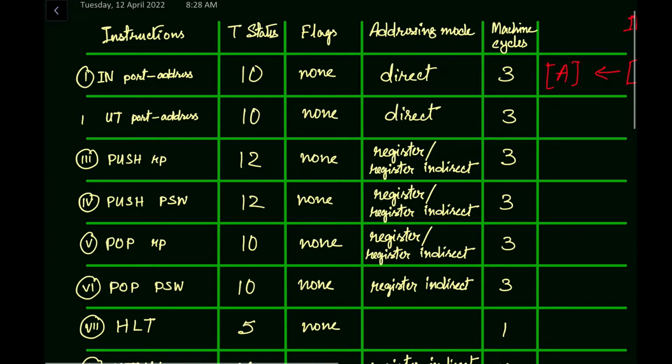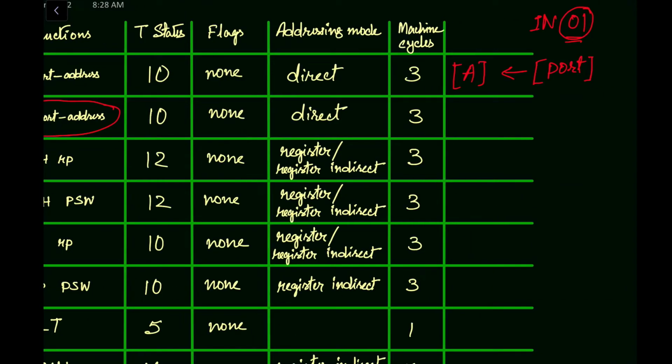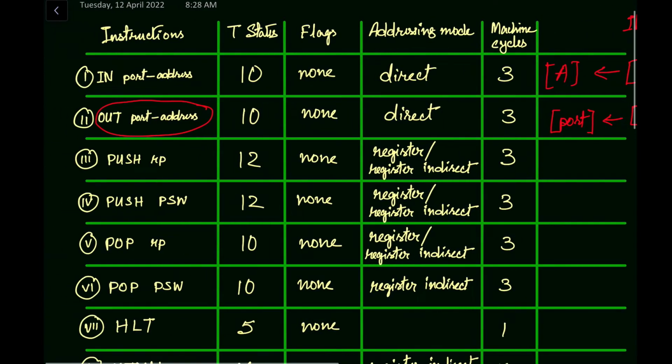This second instruction is also similar, but here the direction is opposite. OUT means we have to give some output. Whatever the content of the accumulator, that will be copied to the specified port address. Let me write it down here. Whatever the content of the accumulator, that will be written into the port given by the address in the instruction. This was the second instruction. Here also the process is similar. We have 3 machine cycles. This is the direct addressing mode. None of the flags are disturbed, and we have 10 T states required for this instruction.